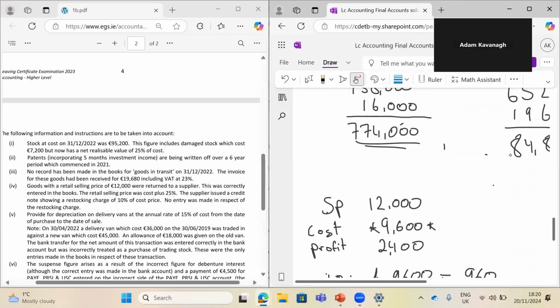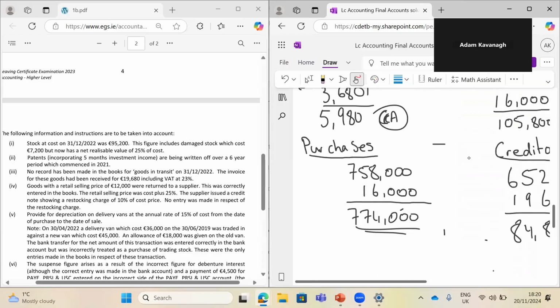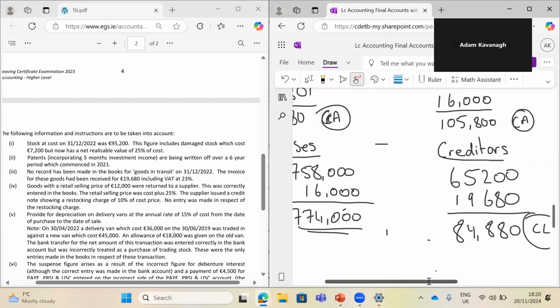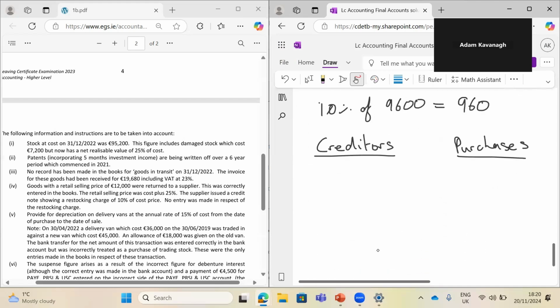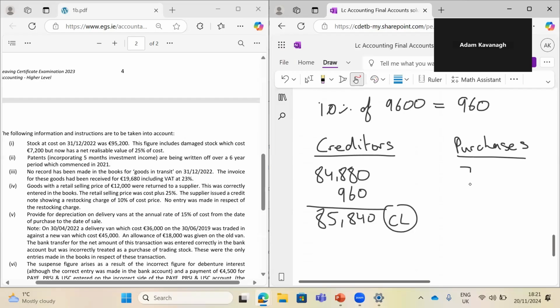So if we go up to purchases, we'll see that's 774. And creditors is 84,880. So we need to adjust both of those. 84,880 plus 960, because it's an increase in our creditors. It's more money that we owe them. We'll give it 85,840. And we know creditors is a current liability. Purchases was 774 from the last adjustment. I need to add in the 960. So that's 774, 960, and then that's your new purchases there. So that's that adjustment finished.